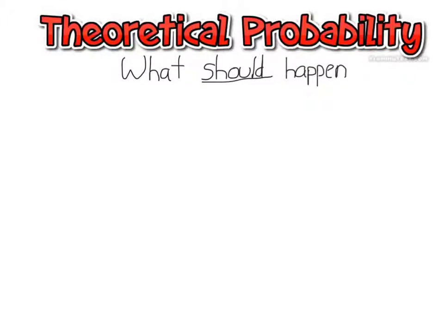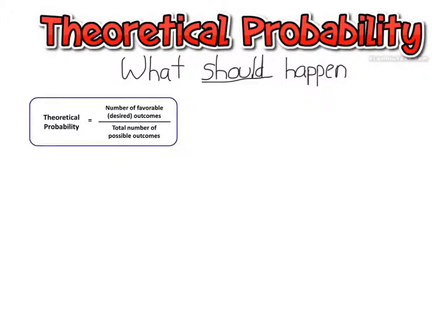Okay, luckily there's a very simple formula for how to calculate theoretical probability. So here's the formula, and you can take it down if you like. It's saying that theoretical probability is just the number of ways an event can occur divided by the total number of possible outcomes. Easy as. So let's look at a few examples.